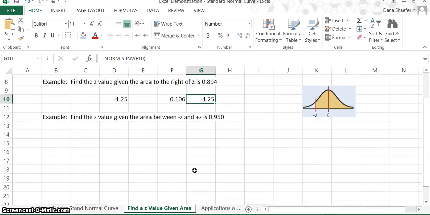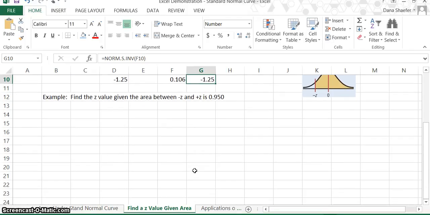Last example. The last example says, find the z-values given the area is between 0.950. So find the z-value given that the area is sitting in the center between negative z and a positive z. So it's centered at the mean, 0.950.